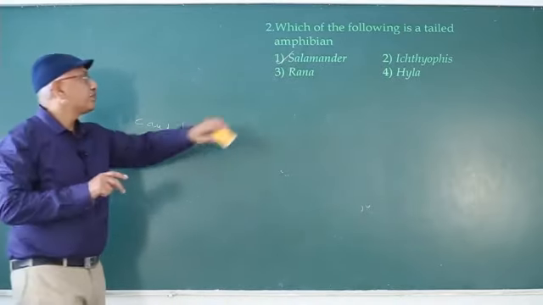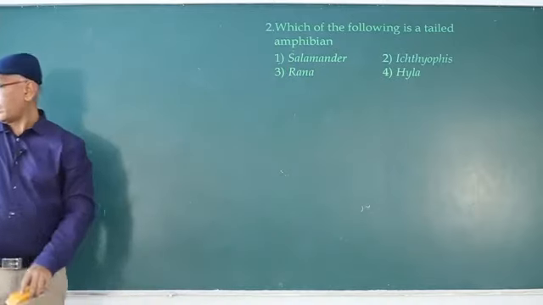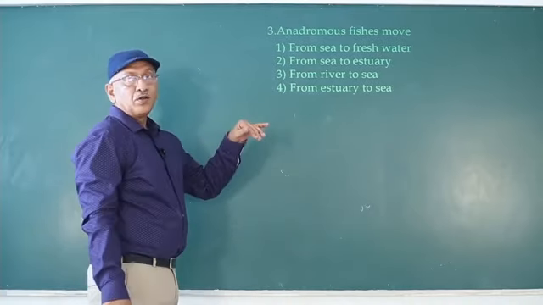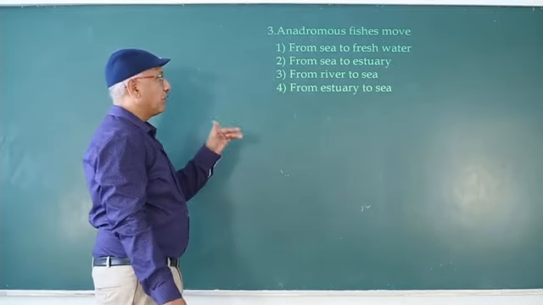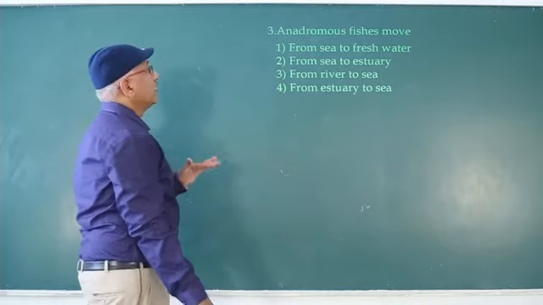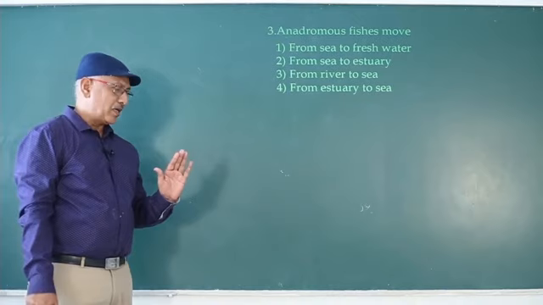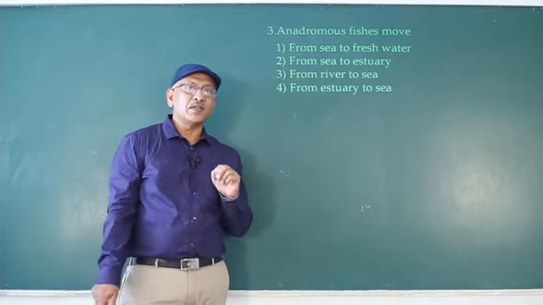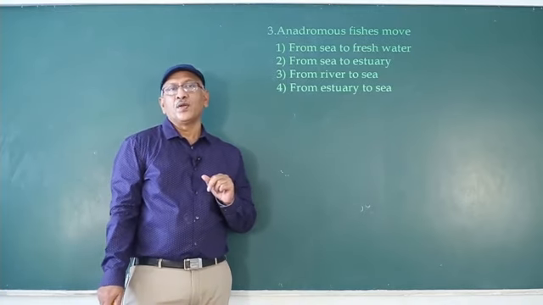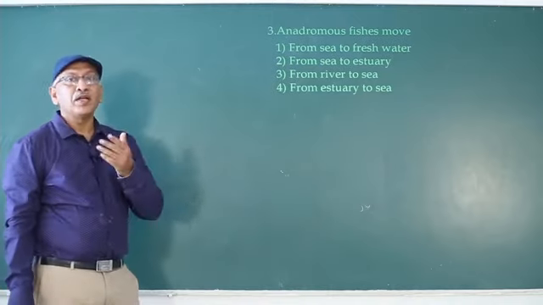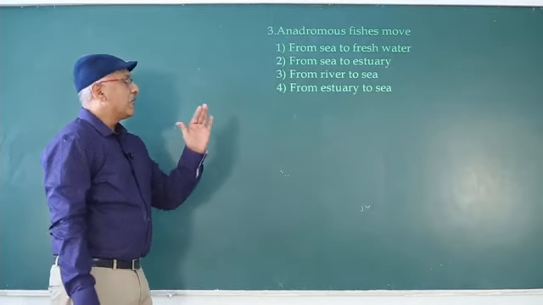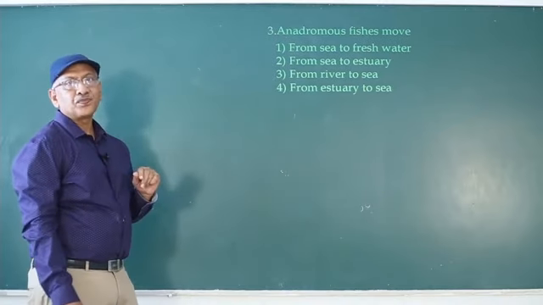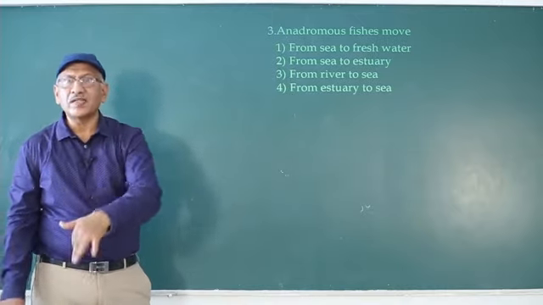Next question. Anadromous fishes move from sea to freshwater. You should remember anadromous are ascending. It is very difficult when two words are there, anadromous and catadromous, and sometimes you are in a dilemma. Anadromous means ascending, migration from marine water to fresh water. From fresh water to marine water is catadromous.